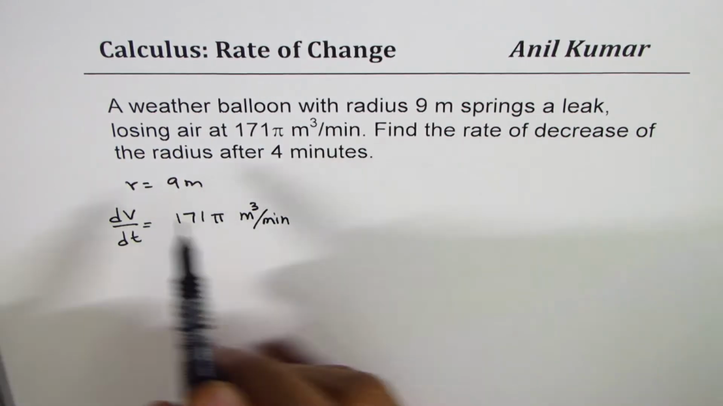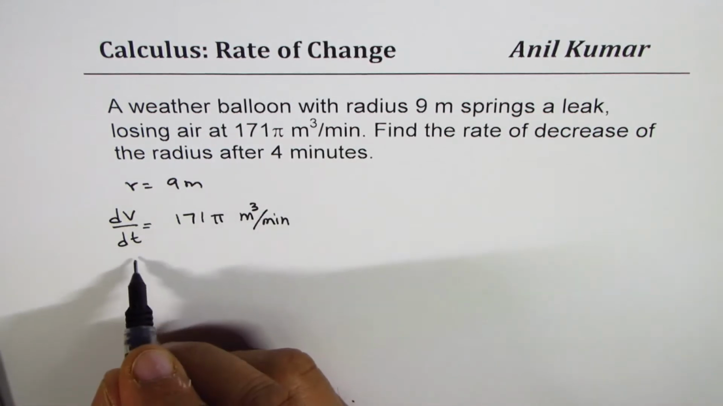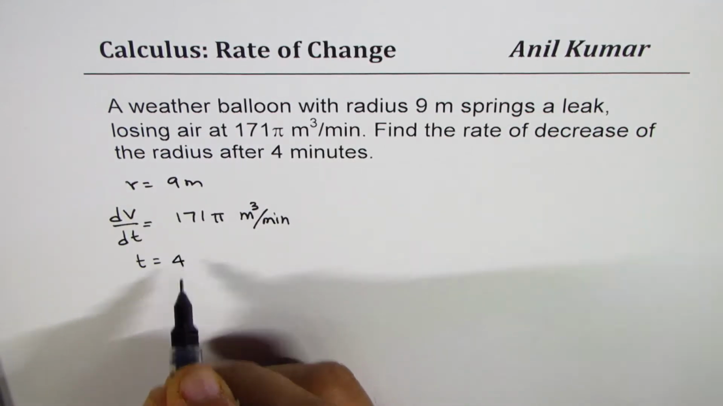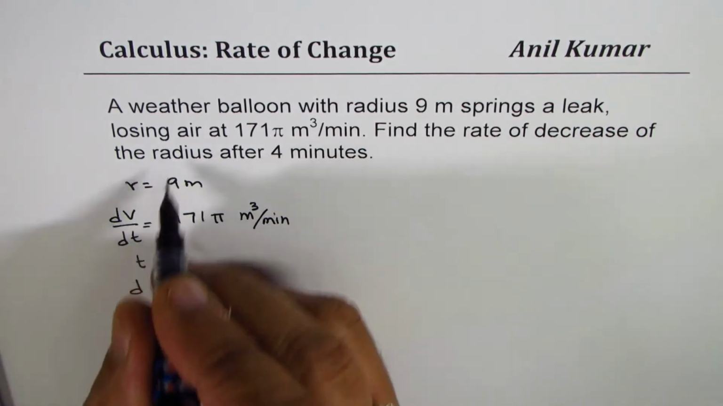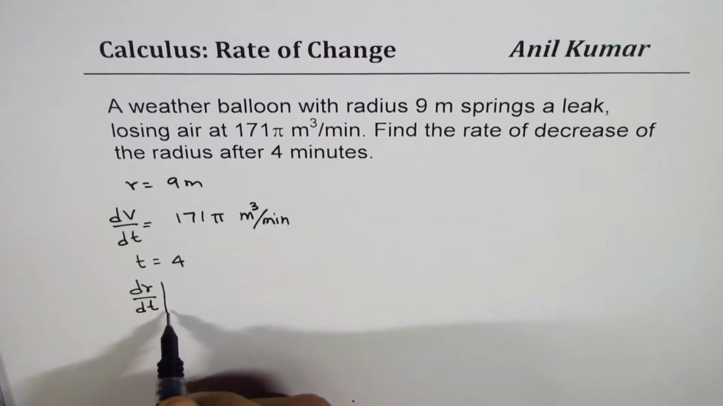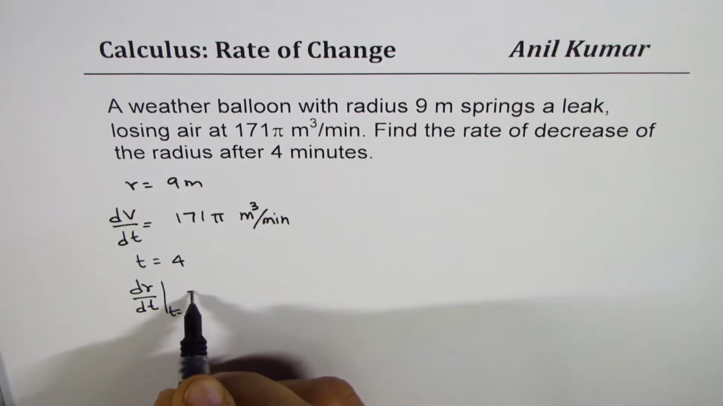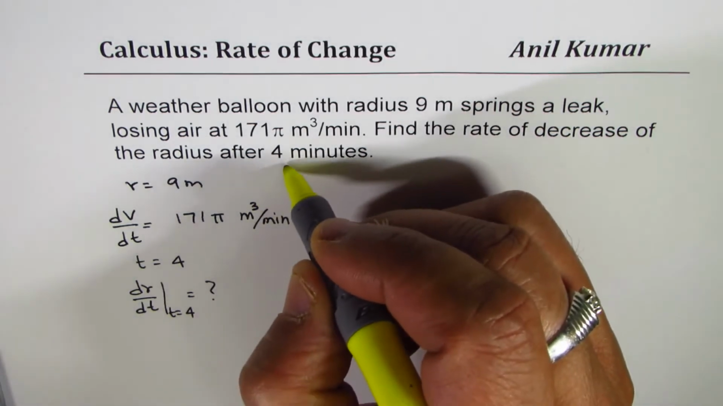Find the rate of decrease in the radius after 4 minutes. So t equals 4. We want to find rate of decrease, and that too of radius, dr dt, when t equals 4. This is what we need to find. So when you read your question, first just write on one side what is given, what you need to do, so that you can think about a strategy.